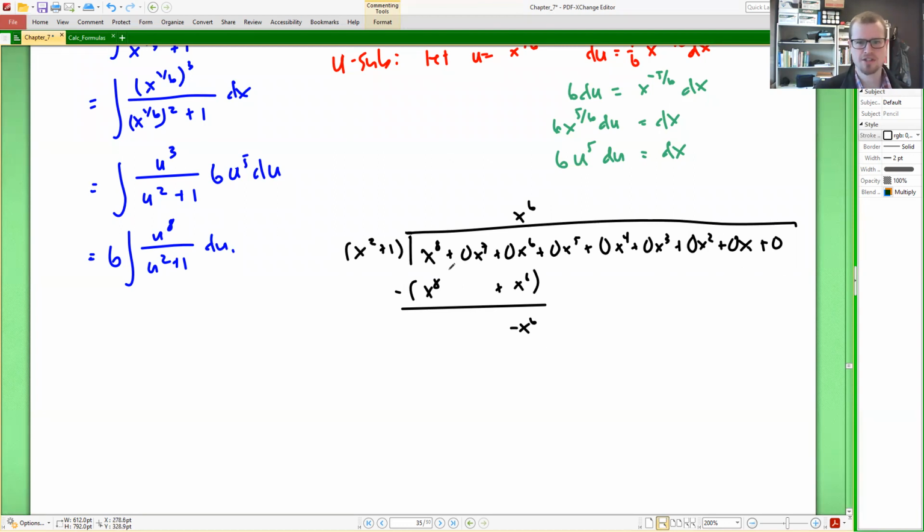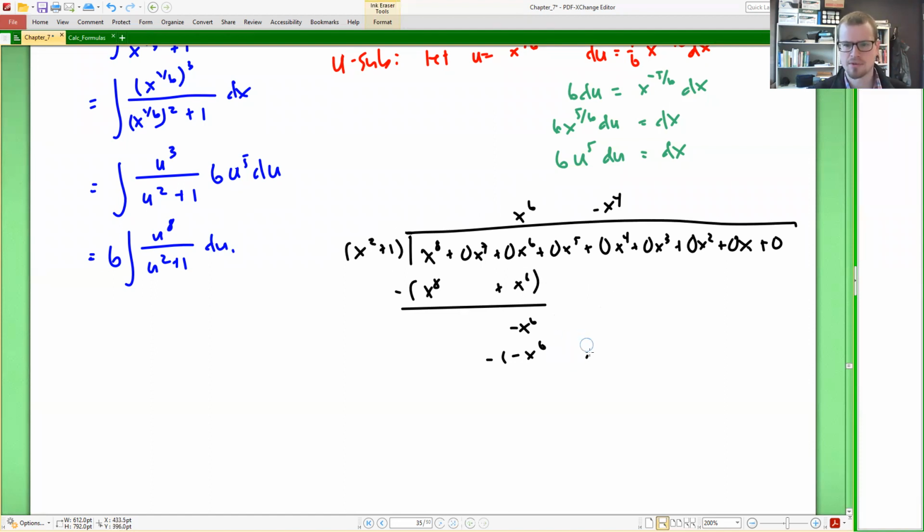So how many times does x squared go into negative x to the 6th? Well, negative x to the 4th times. So I'm going to subtract negative x to the 4th minus x to the 6th minus x to the 4th. So where am I getting these terms? Well, what I'm doing is this one, x squared plus 1 times x to the 6th gives me the x to the 8th that I'm looking for, x to the 6th times x squared. And then I need to distribute to the 1 as well. 1 times x to the 6th is just x to the 6th.